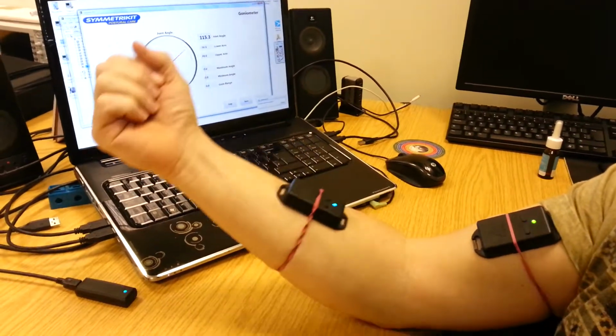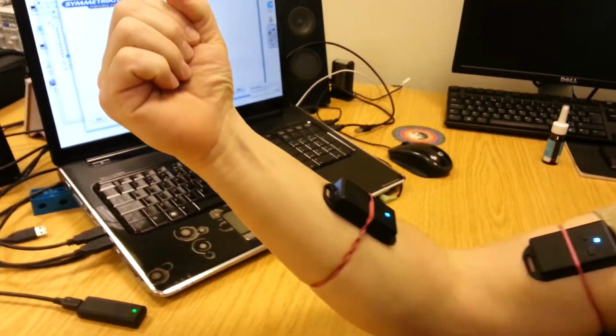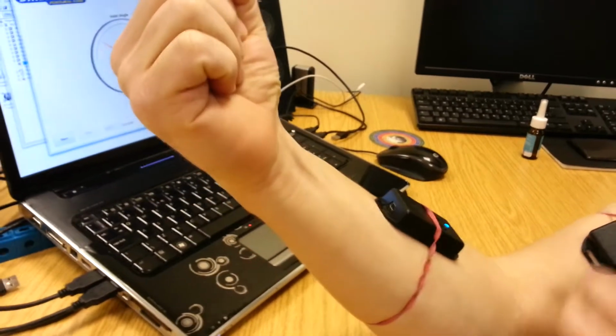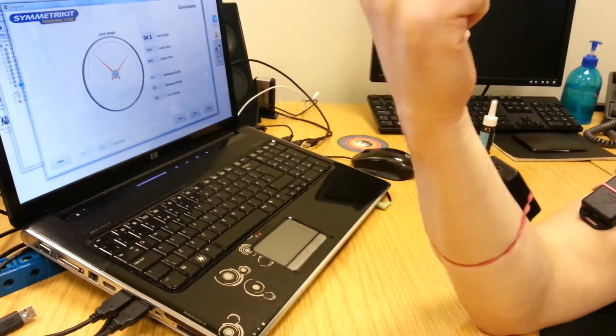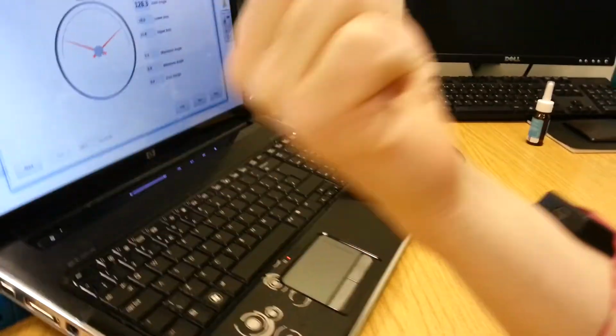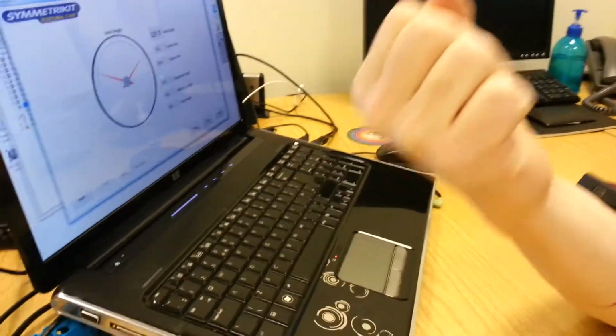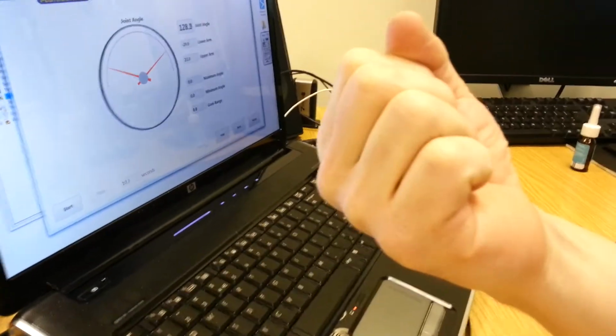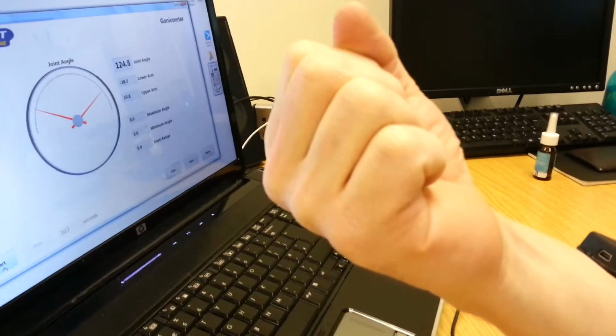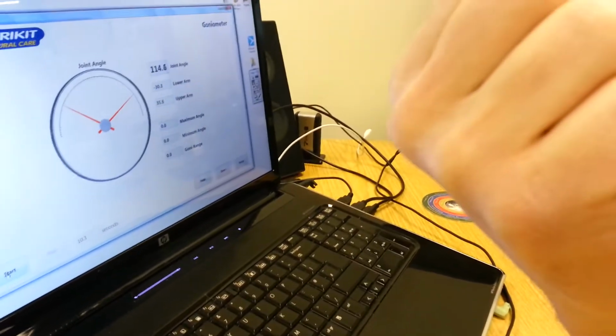Straight away here, you can see the angles being represented on the screen. The angles represent the angles of my arms. You can see the joint angle. So I'm going to run a test shortly to show that we'll assess the maximum and minimum angle during a given test.